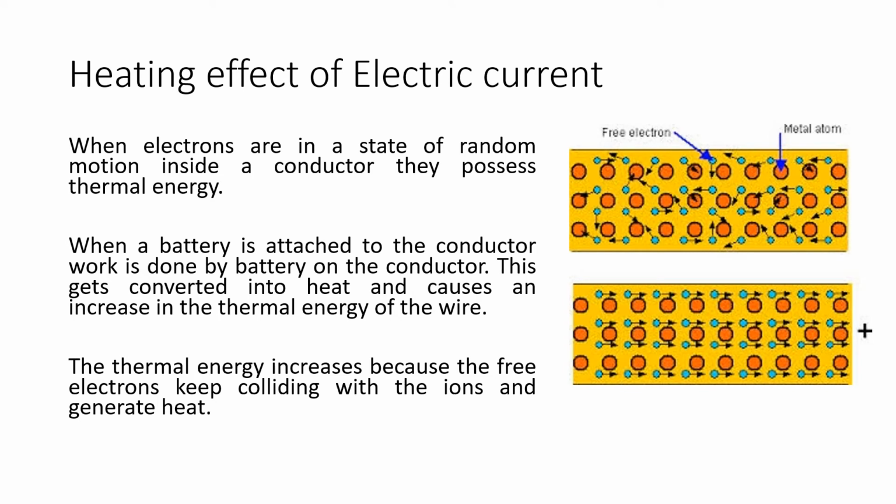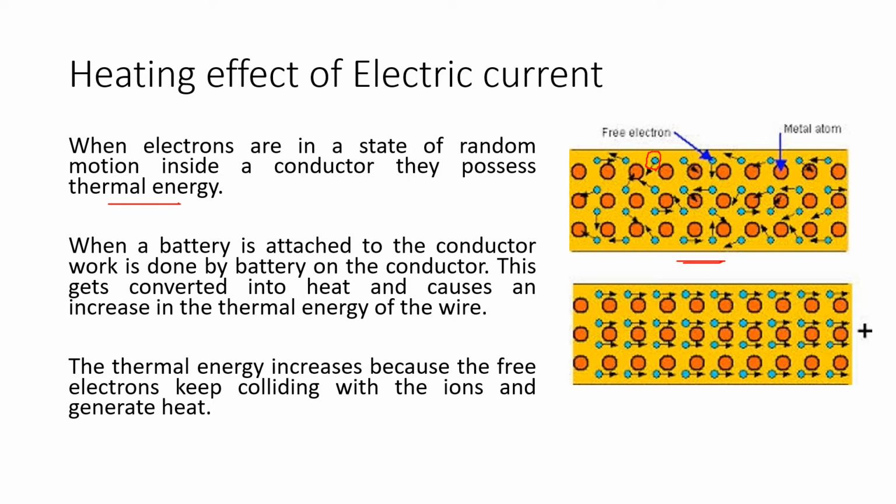About the heating effect. So here is the diagram again, which is showing you electrons. Can you see this diagram? The free electrons move randomly. Now because of their motion, they possess a small amount of kinetic energy called thermal energy. So these electrons are moving randomly.